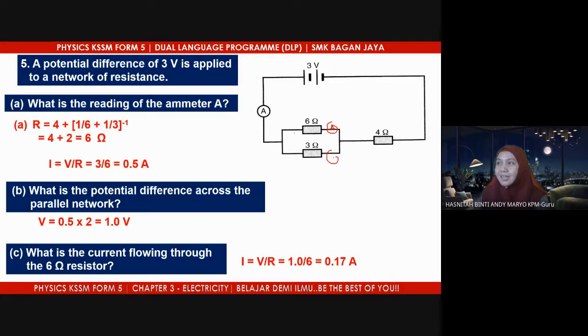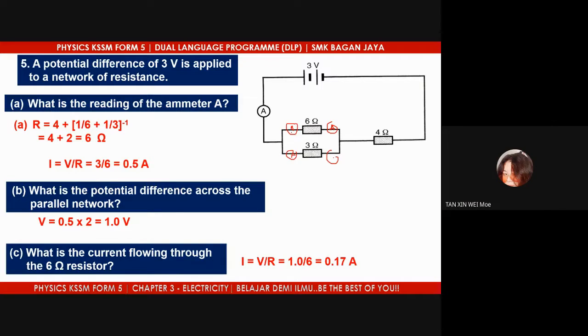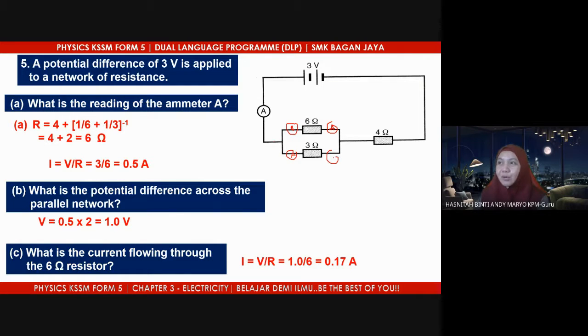You letak di sini ke, you letak di depan ke, you put here or you put here, sama 0.5. You letak di sini 0.5. Here, before the branch, 0.5. After the branch, 0.5. But in the branch, it's not 0.5. It depends on the value of the resistance here.